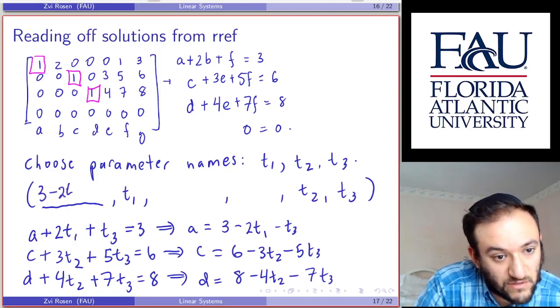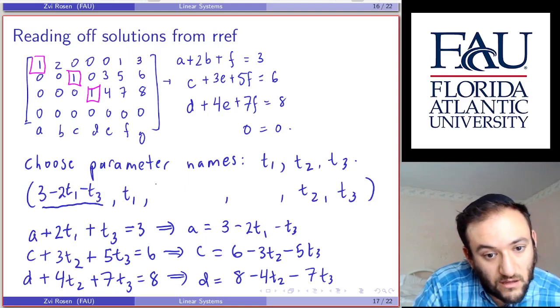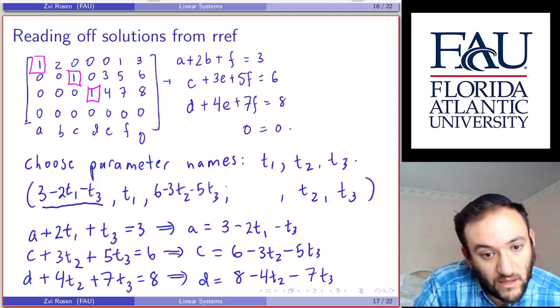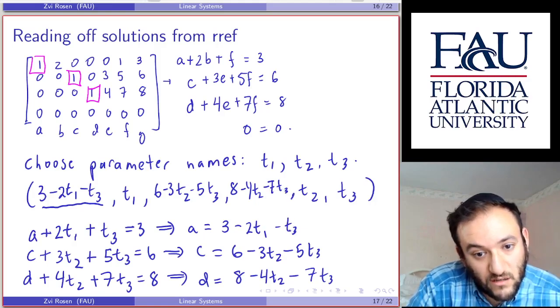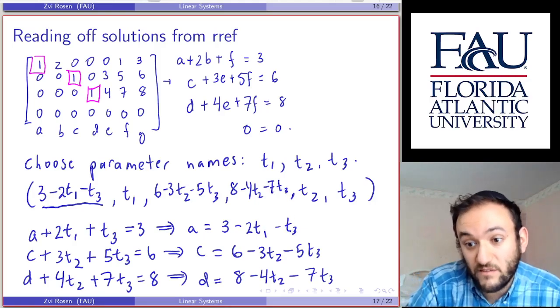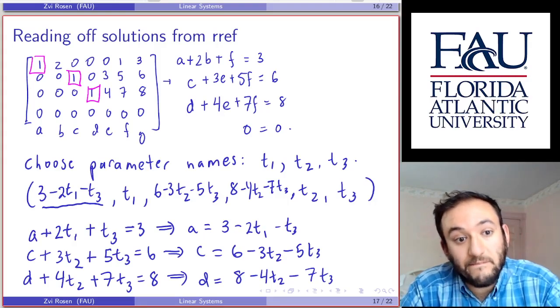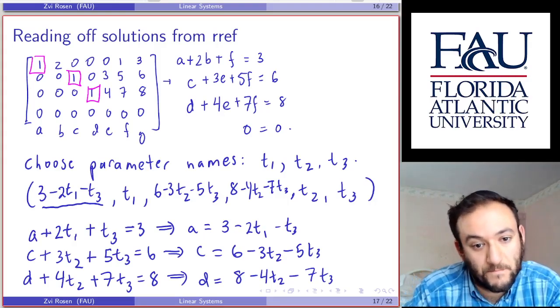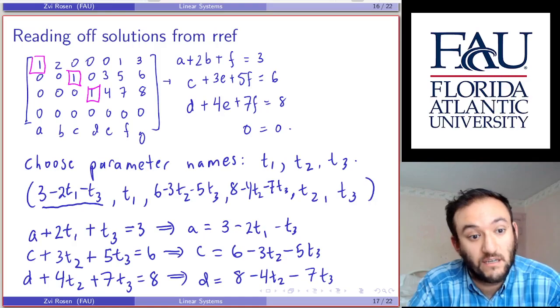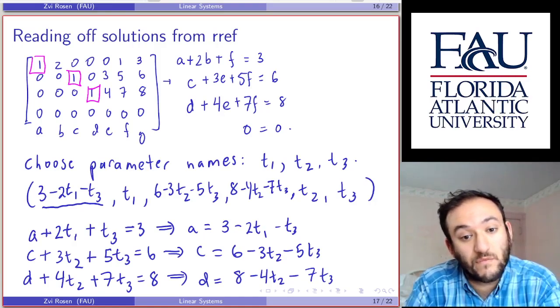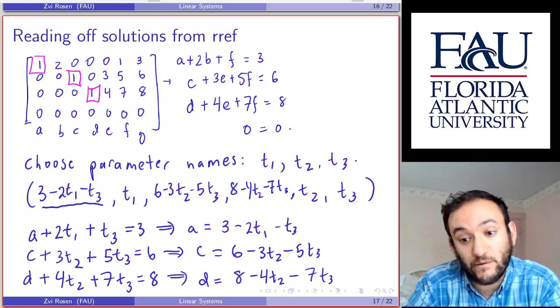So we have 3 minus 2T1 minus T3, 6 minus 3T2 minus 5T3, and 8 minus 4T2 minus 7T3. Okay, and this is a valid solution. This actually describes the full set of solutions to this system of equations. Okay? And that's how we get from the reduced row echelon form without much difficulty to the solution set for our system of linear equations.